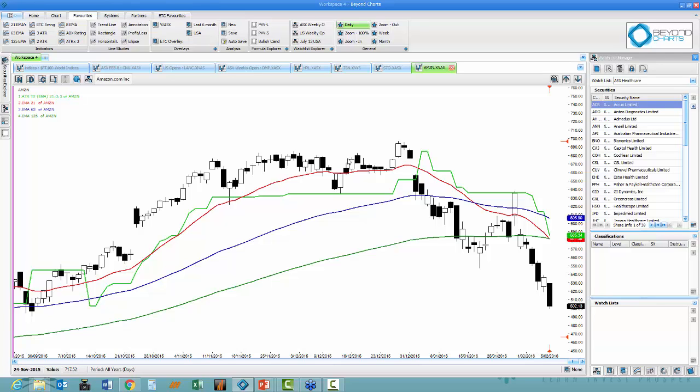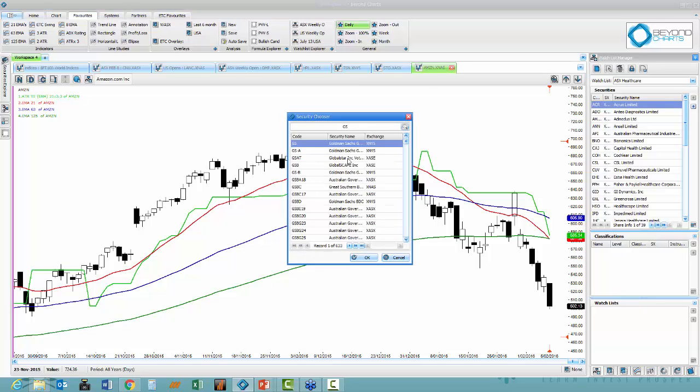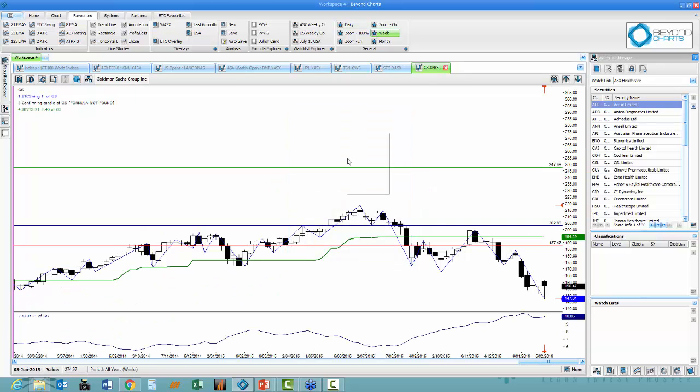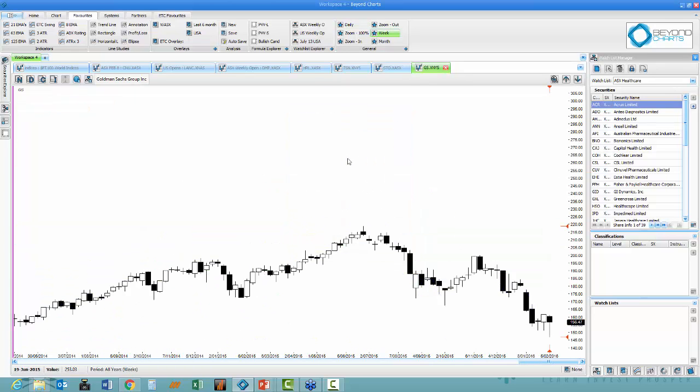Any other bearish stocks? Anyone trading? What else have we got in the US? I've noticed of late that's been pretty bearish. A lot of the banks, Goldman Sachs. Again, we'll go through. Let's clear the chart and have a bit of a look.